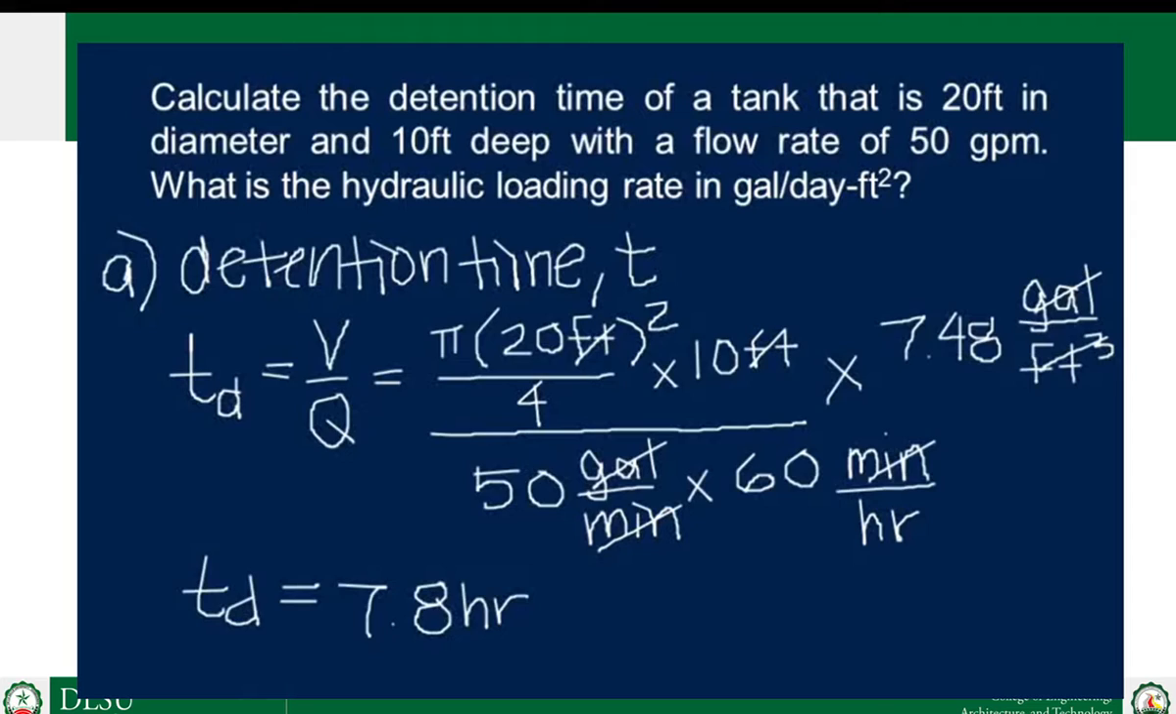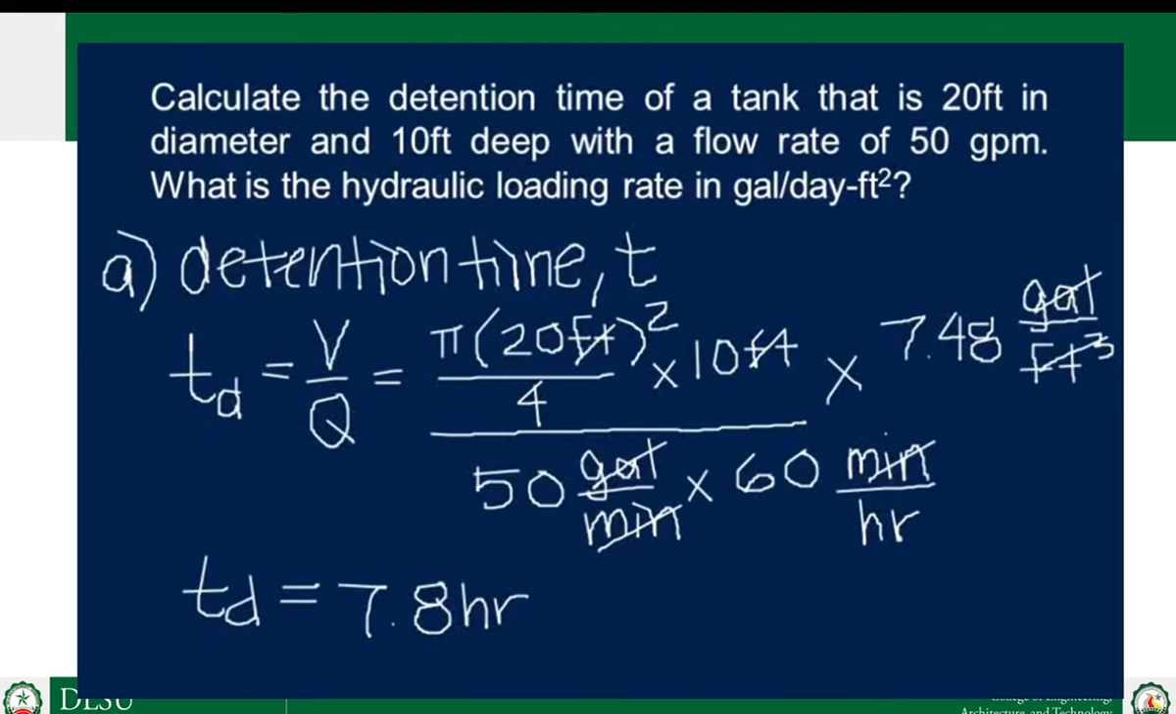So to solve for the detention time, that is equal to T sub D equals V over Q. Here we have a circular tank. How do we know that it is a circular tank? Because in the problem, the given is the diameter, right? So the area of the circular tank is pi r squared.